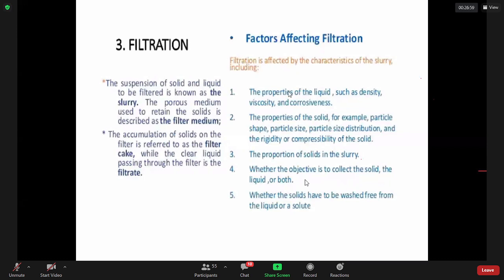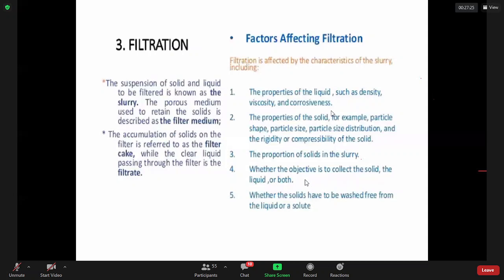So it actually depends on the density, the viscosity, and sometimes the corrosiveness, because if you want to filter the same thing, okra, lady's fingers, the funnel may not be metallic. If it is metallic, then it has to be stainless steel.